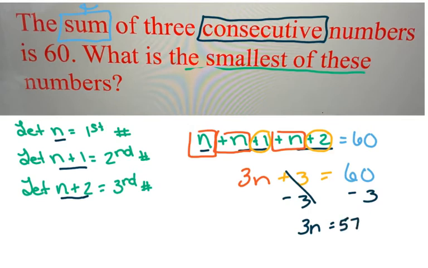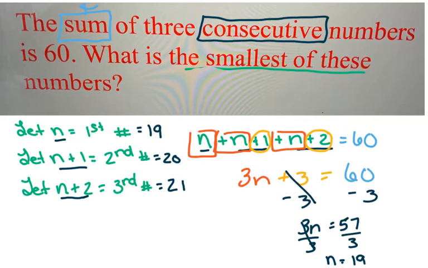And then I'm going to divide by 3. So n is 19. So I'm going to get 19. 19 plus 1 is 20, and 19 plus 2, or 19, 20, 21. And we can check that by adding 19 plus 20 plus 21 is 60. So I know I solved the problem correctly.